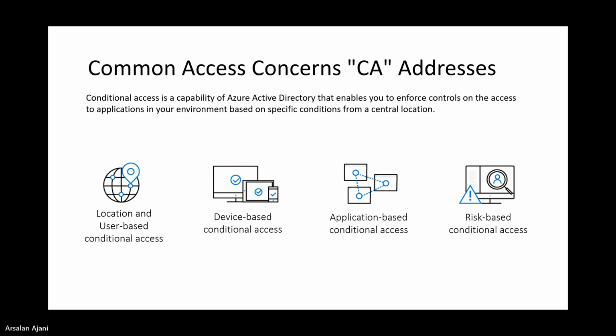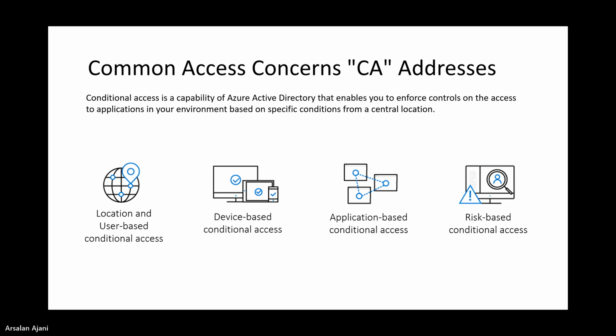A third access concern is based on client application. Today, you can access many cloud apps using different app types, such as web-based apps, mobile apps, and desktop apps. But what if one of your users is trying to access a client app that is known to cause issues? This again can be addressed through conditional access.